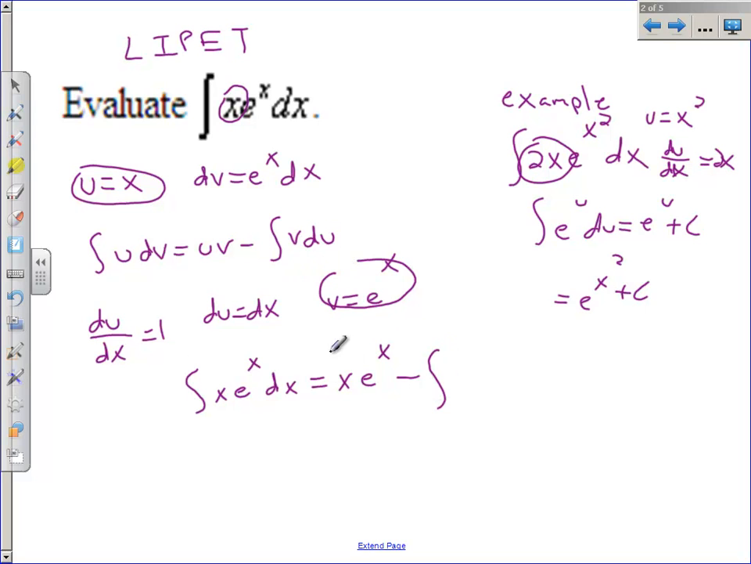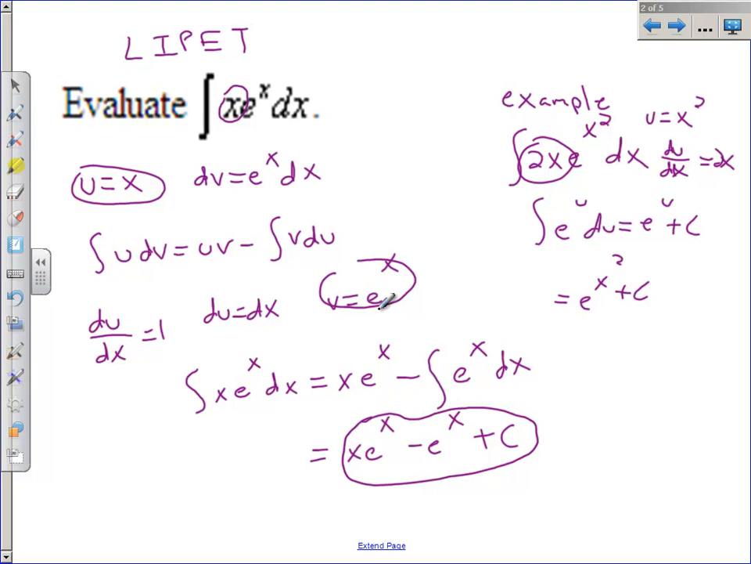So where is my v? Well, there's my v. And what's my du? My du is just dx. Now I realize we put an integral in this formula, but look what has happened. I have turned this into something that I can integrate very easily. So my final answer is x e to the x minus e to the x plus c. And that's what you would get if you were to ask your TI-89 what the integral of this is.